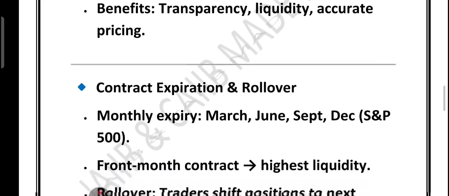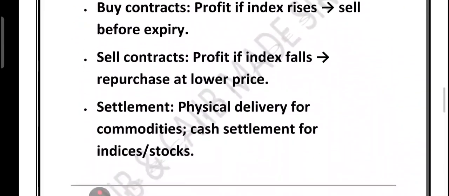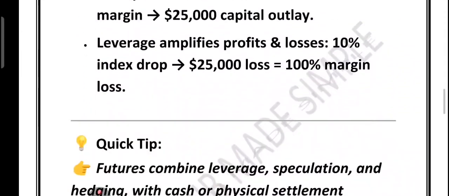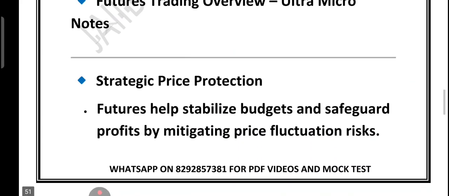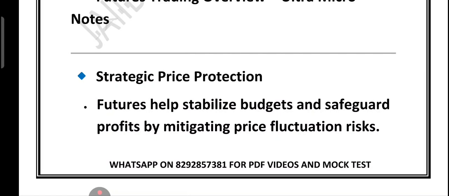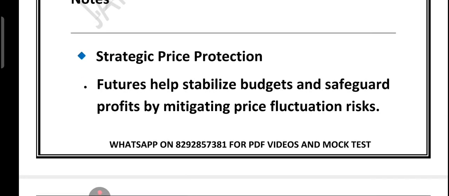Now, futures trading overview, let's talk about it. So friends, let's talk about the overview of futures trading. Here you can see the first point they have mentioned is strategic price protection. Futures contracts help businesses and investors protect against unpredictable price changes. For example, suppose there is a company buying oil, they can lock in a price today for delivery later, ensuring budget stability as well as safeguarding the profit even if the market price changes. So the purpose is quite simple: to stabilize budget, to protect profit, and to lock the future price today. That is the main point.